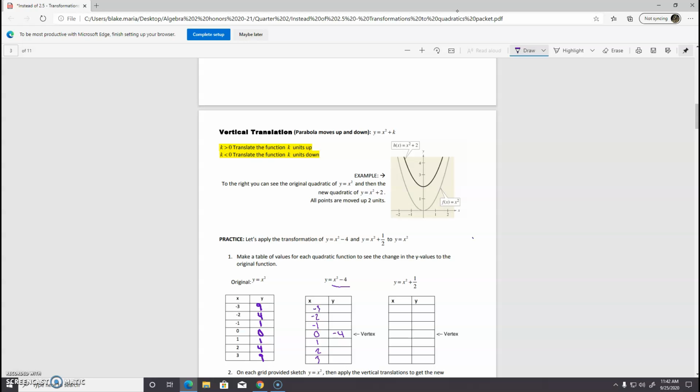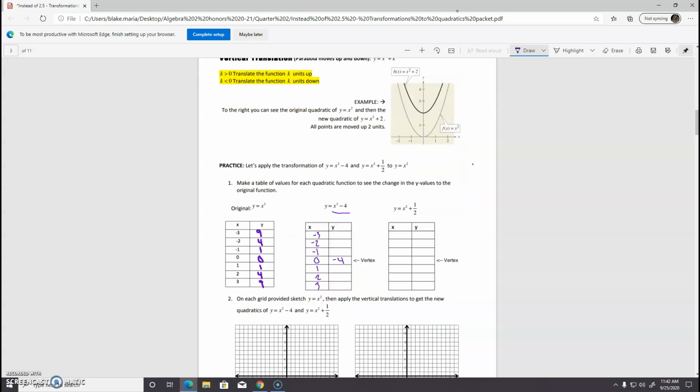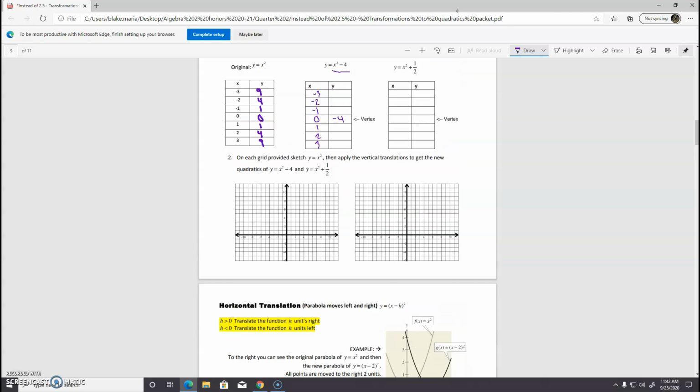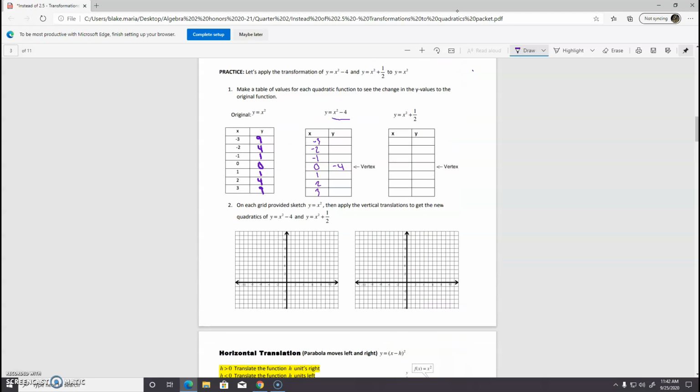And then same concept here. Plug them in, see what happens. Start with your vertex, pick smart coordinates, go to the left, go to the right, and see what happens. And then you're going to graph them. Notice on here it says on each grid, sketch the y equals x squared graph. So you want to graph this on both. If you want, choose a different color so that it stands out and you see what happens. But you're going to put the x squared minus 4 with it on here, so you should have 2 graphs on this. And then the x squared plus 1/2 over here.